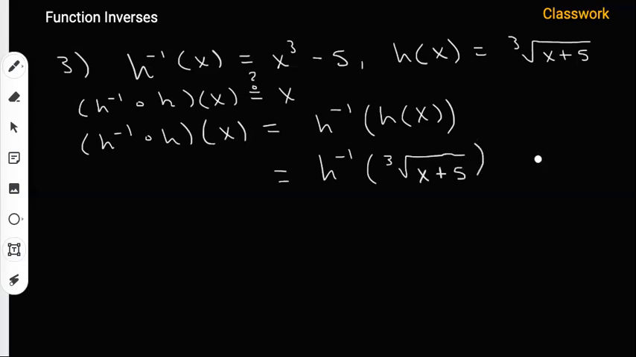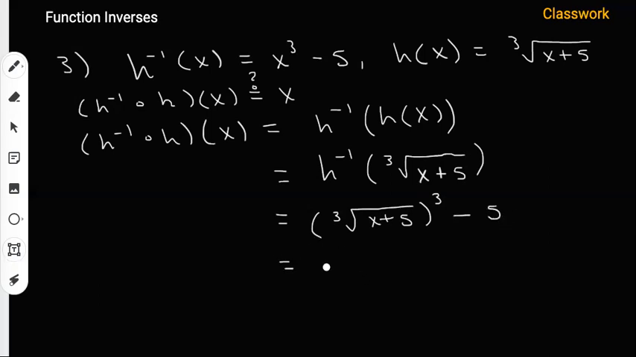And then I close it up. Now what I want to do is I want to evaluate it at H inverse. So what that means is everywhere you see an X up here in H inverse, you're going to replace that with a cube root of X plus 5. So essentially what I get is the cube root of X plus 5 in parentheses. I have to cube it, right? So it's going to be raised to the third power, the whole thing. And then I'm going to be subtracting 5 at the end.